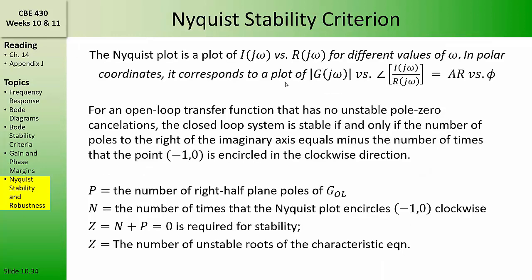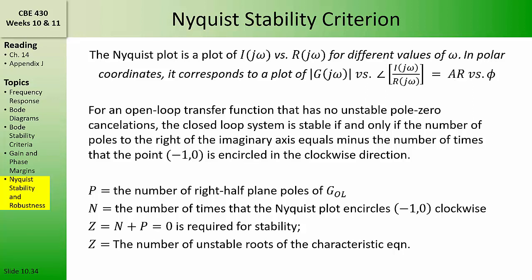The Nyquist plot is a plot of the imaginary part of the open loop transfer function versus the real part of the open loop transfer function in the complex plane for different values of omega. In polar coordinates, it corresponds to a plot of the amplitude ratio versus the phase angle, where the amplitude ratio is the distance from the origin and the phase angle is the angle made with the real axis.